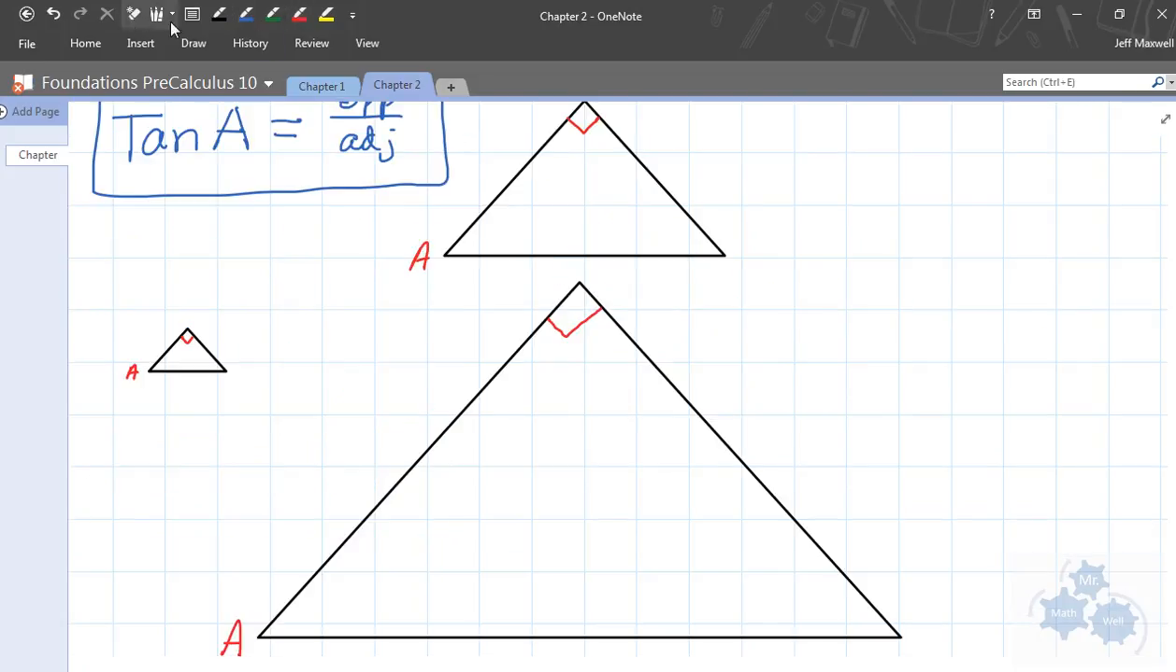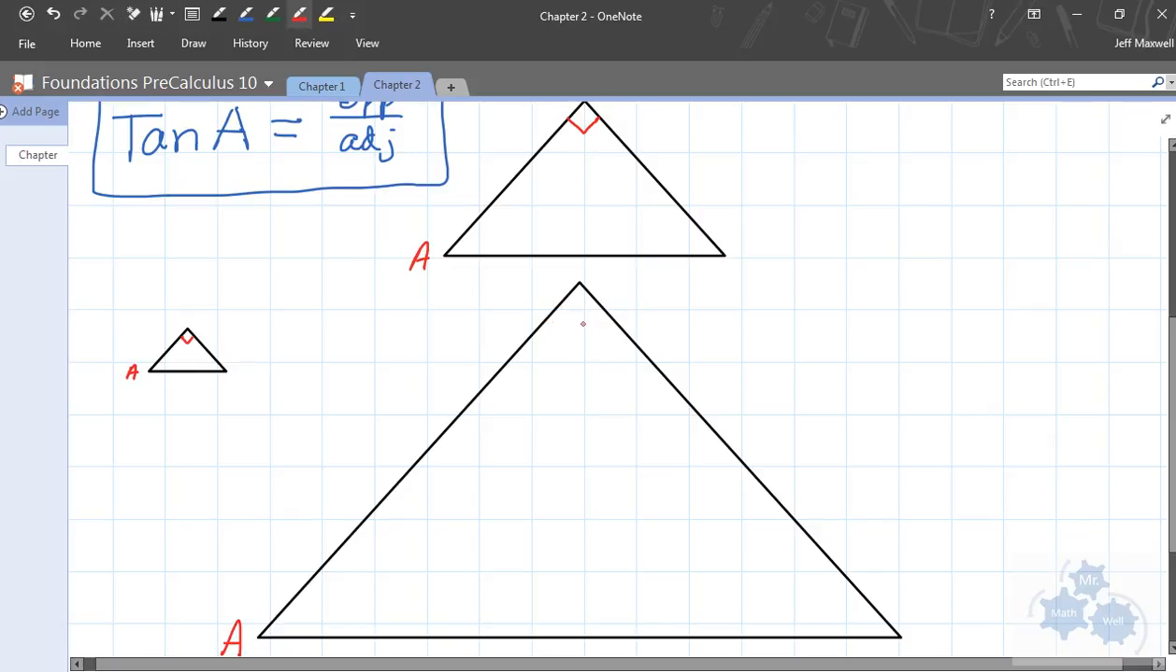Here are triangles that are the exact same shape, but different size. They each have a 90-degree angle, and I've labeled one of these angles as A. Now, according to A, which side is the opposite side? Is it this one or this one? This one, right. So this is opposite. Which one is the adjacent side? 1 or 2? 2, right. How do I know that? Because this is the hypotenuse, because it's opposite the 90. I'm going to label that on the other diagrams as well.